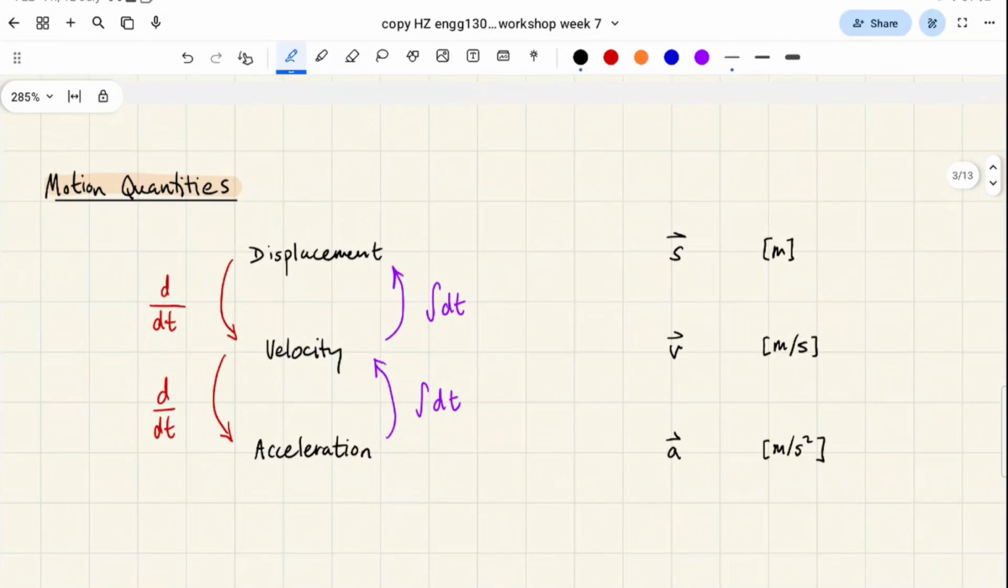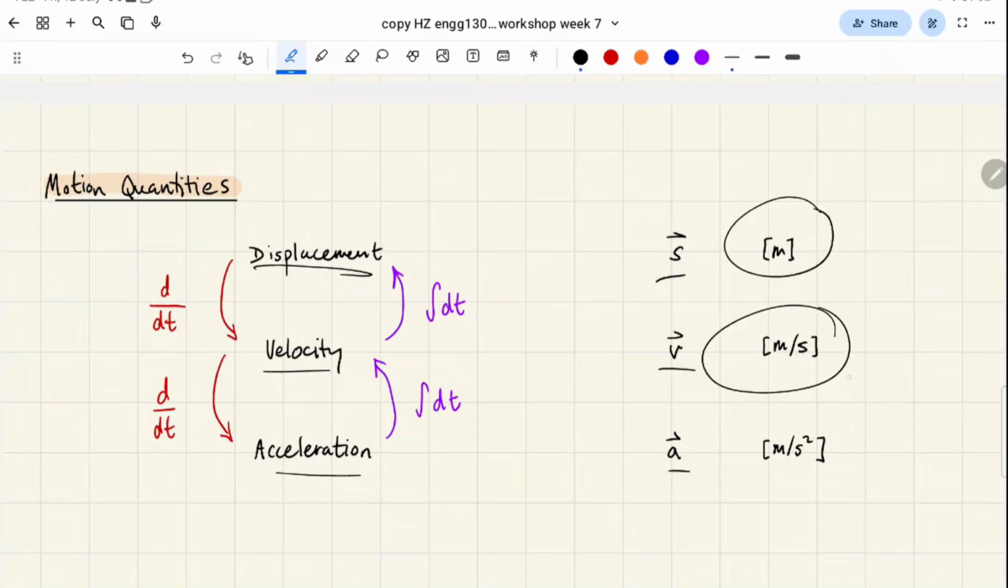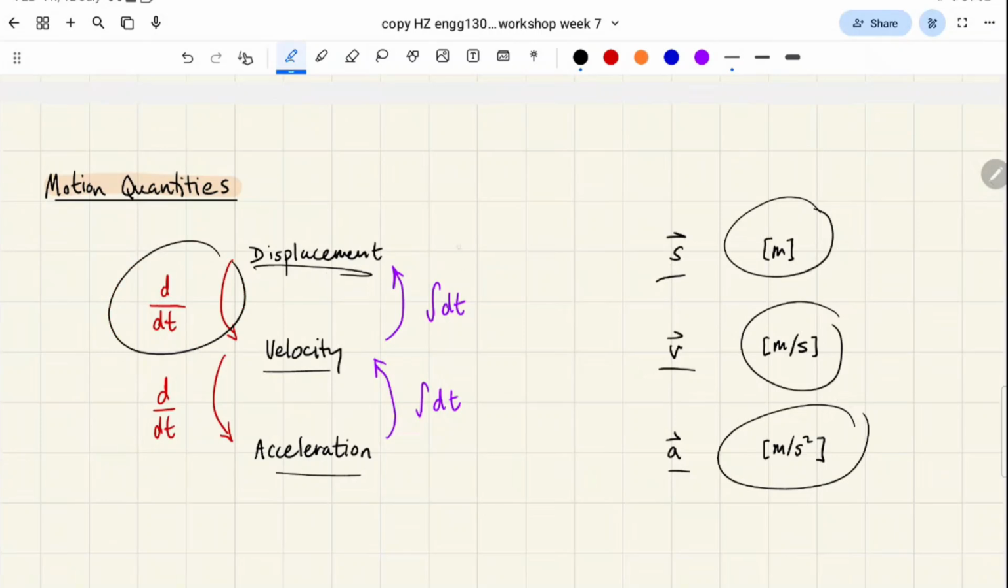So the basic motion quantities that we're going to be dealing with are displacement, velocity, and acceleration, right? Denoted by S, V, and A, as I mentioned. They have units of meters, meters per second, and meters per second squared. They're also derivatives and integrals of each other, and here's how the layers work.